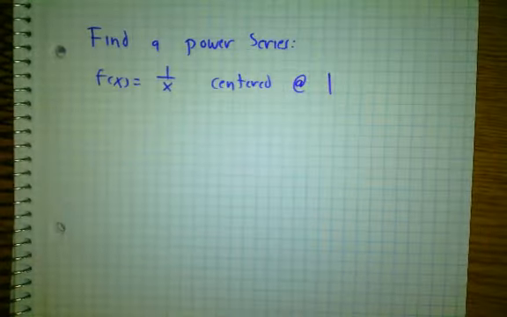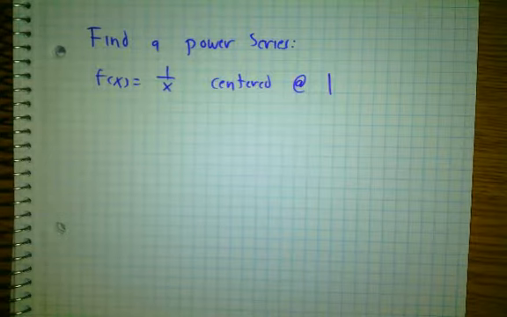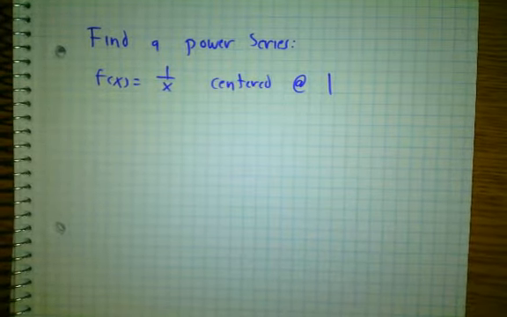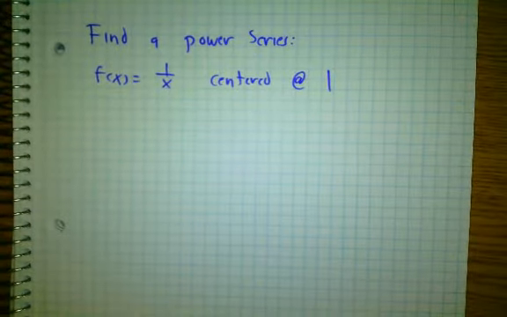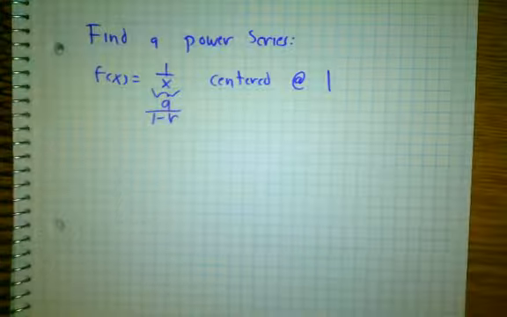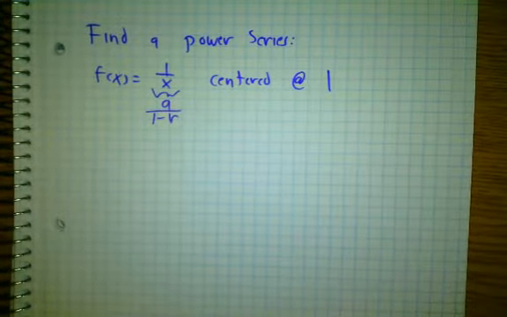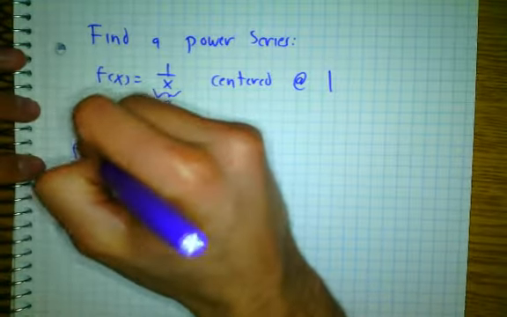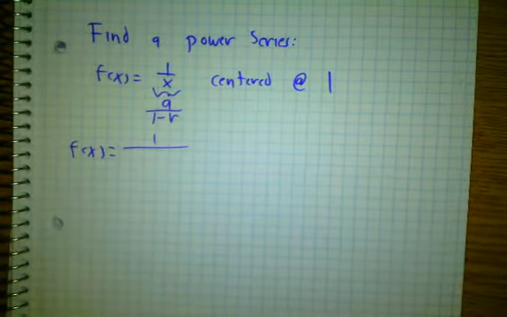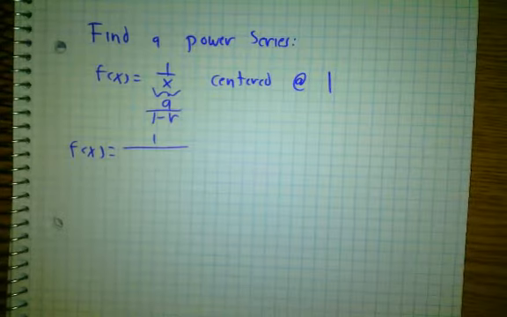Okay. We want to find a power series, but now we want it centered at 1. You guys ready? Once again, this looks very similar to the idea of a over 1 minus r. Can we make that happen? How? I would hope so.